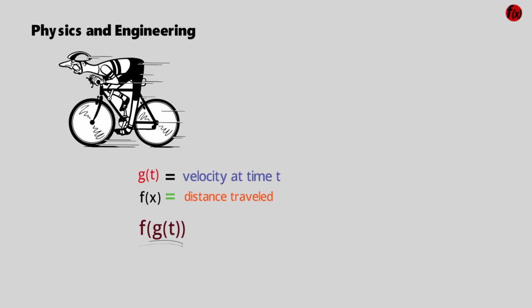Physics and engineering. Speed and distance calculations. g(t) equals velocity at time t. f(x) equals distance traveled. f of g(t) calculates total distance based on changing velocity.